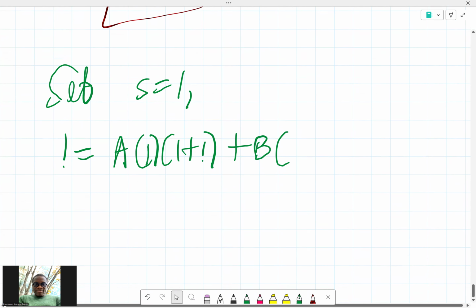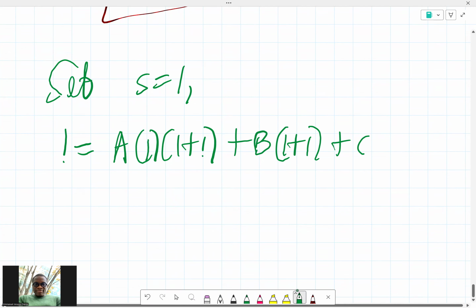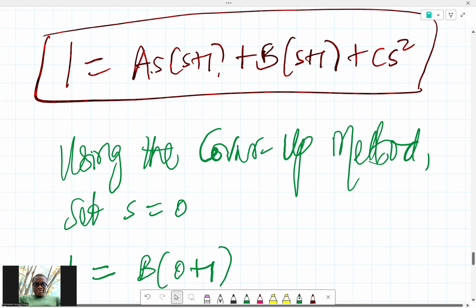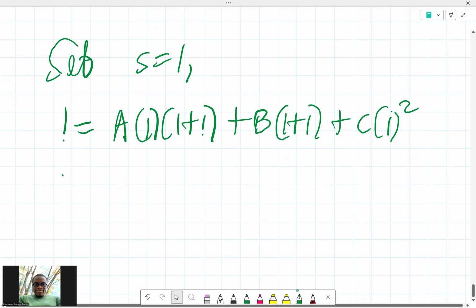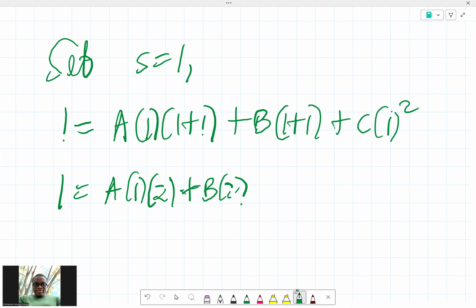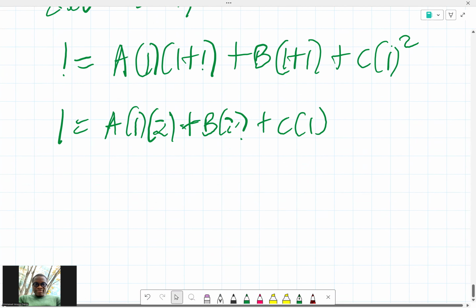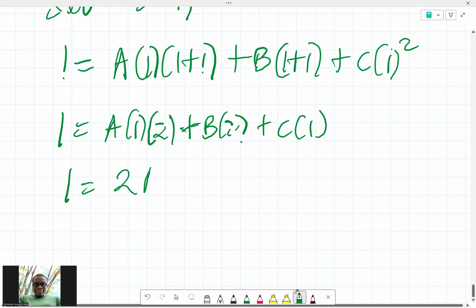So that would be 1 plus 1 and plus c into s squared. S squared, so s now is 1. So we have 1 squared. Okay. So we have 1 is equal to a into 1 into 2 plus b into 2 plus c into 1. So we tidy that up, we have 1 equals 2a plus 2b plus c.